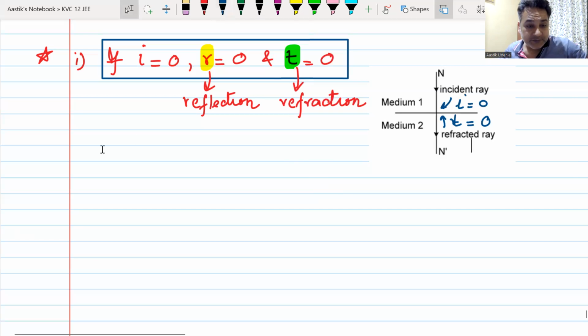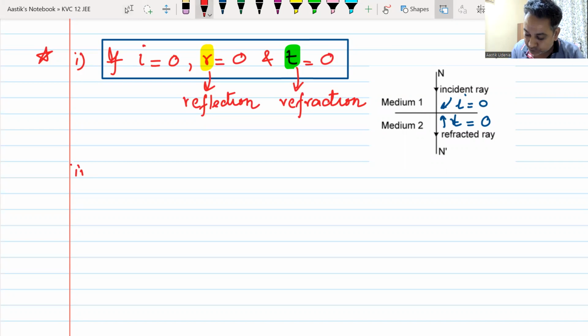Okay, that is the first thing that you should remember, that if the angle of incidence is 0, then it will retrace. When I say retrace, that is known as the principle of reversibility of light rays. I will give you that, don't worry, we will write it as well. Incident ray and refracted ray: if your refracted ray becomes your incident ray, your incident ray becomes your refracted ray. That is point number 1 that we must remember.